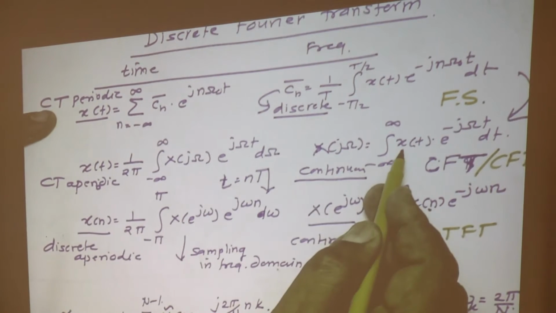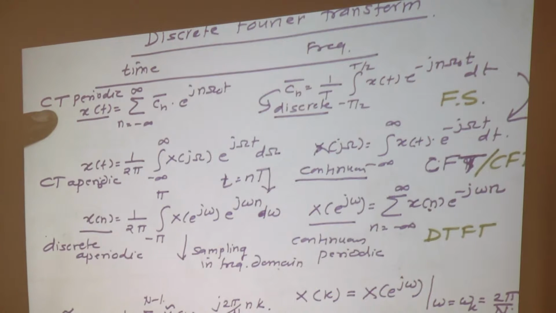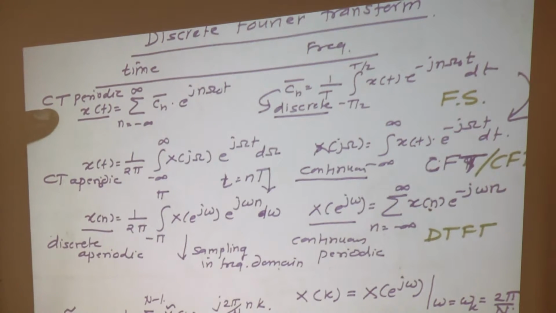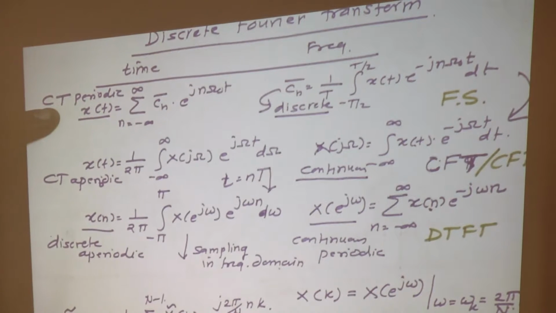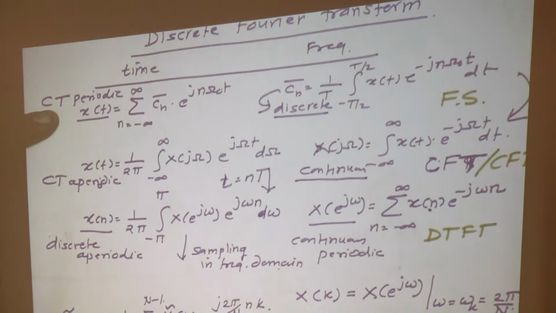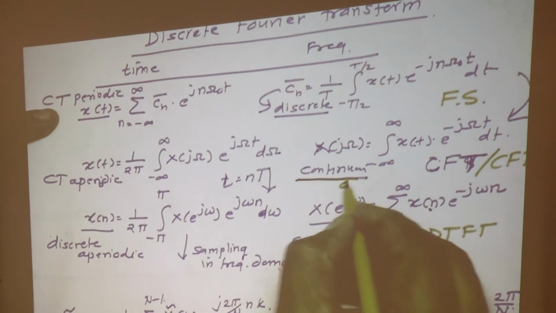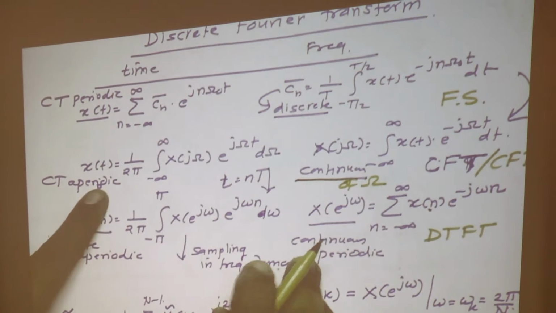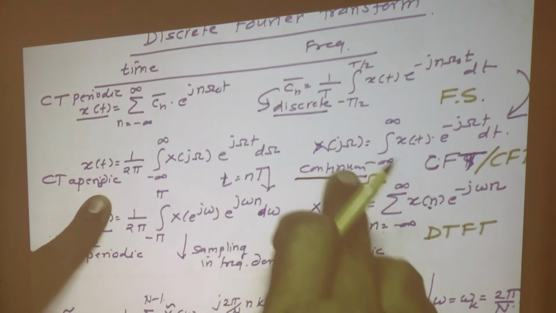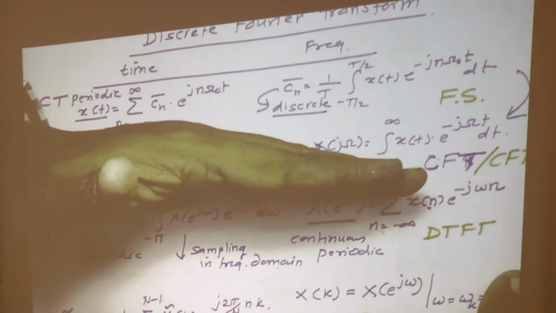So what has happened here? The same set of numbers that were existing, which were called Fourier series coefficients C_n bar, became continuous. n omega 0 was replaced by capital omega, so it became a continuous function of omega. So this is continuous time aperiodic, continuous frequency aperiodic. That is the representation up to this.